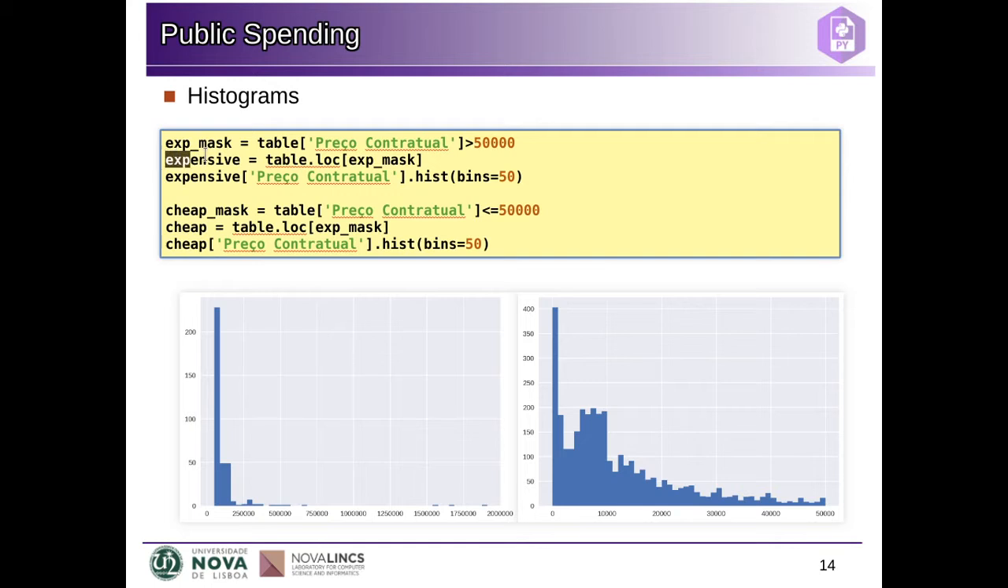And now we get this in the data frame, sorry, because this has the complete rows. And now we can plot just the price from this data frame here and do the histogram. So this would be the expensive ones and the less expensive ones. These ones are capped at 50,000 and these ones go all the way to several million.